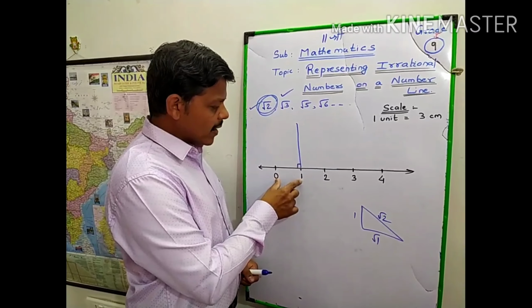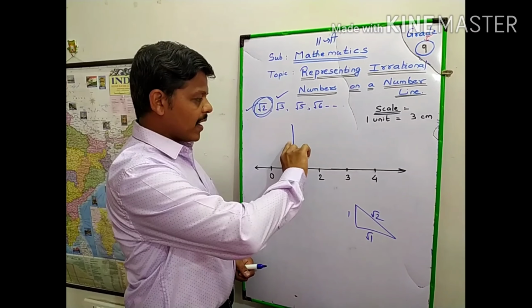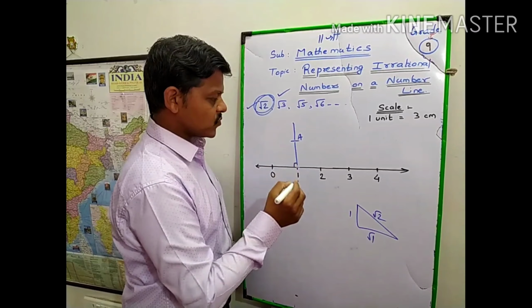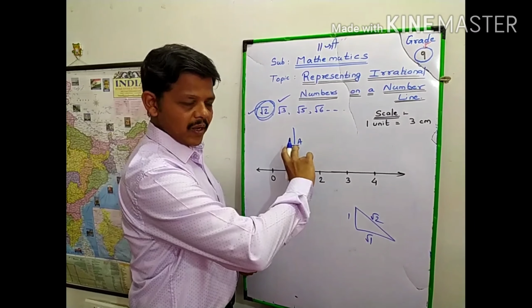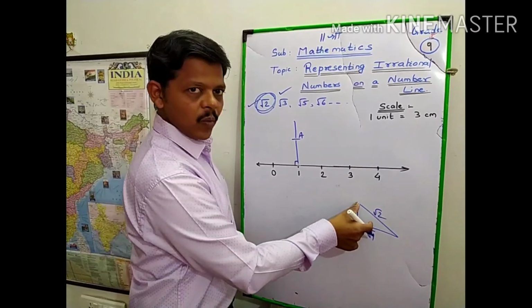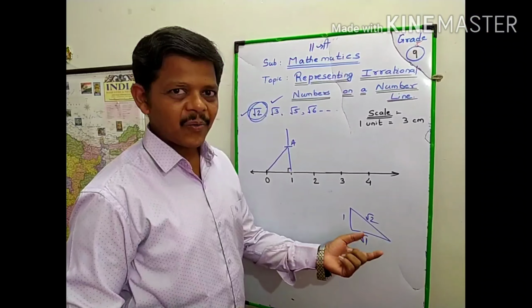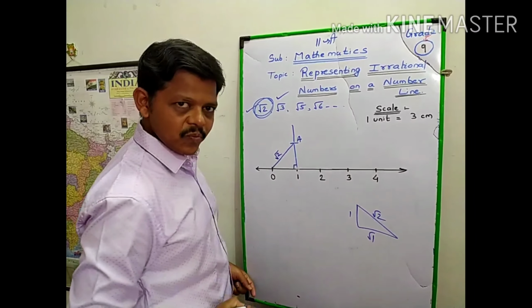So I'll take this on my compass. Keep my compass point at point 1 and mark it. So I get this point A. So how much is this 1A? This was 1. This has become 1. 1 as base, 1 as height. The next step what you can read is join OA. OA is the hypotenuse. And how much is this hypotenuse now? Root 2. So this is my root 2.